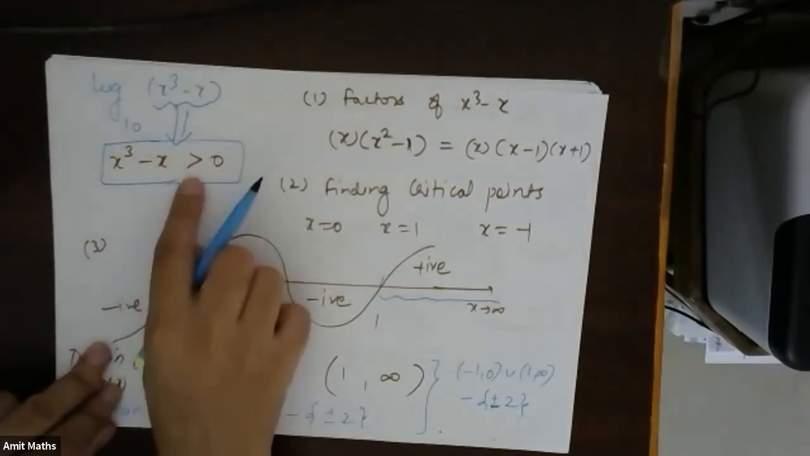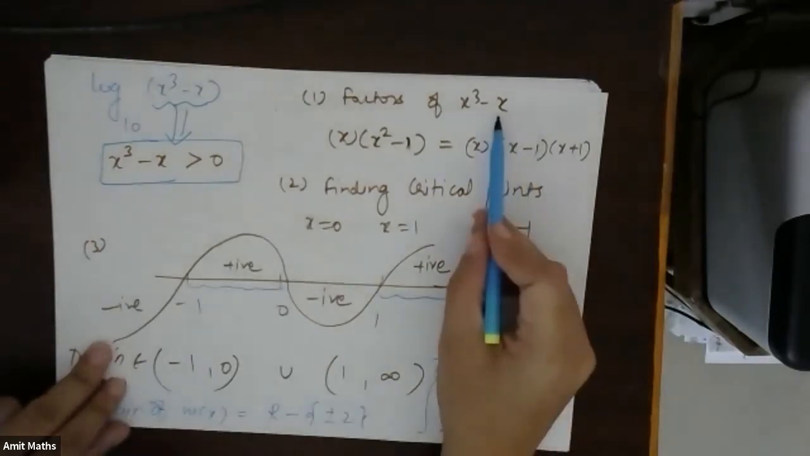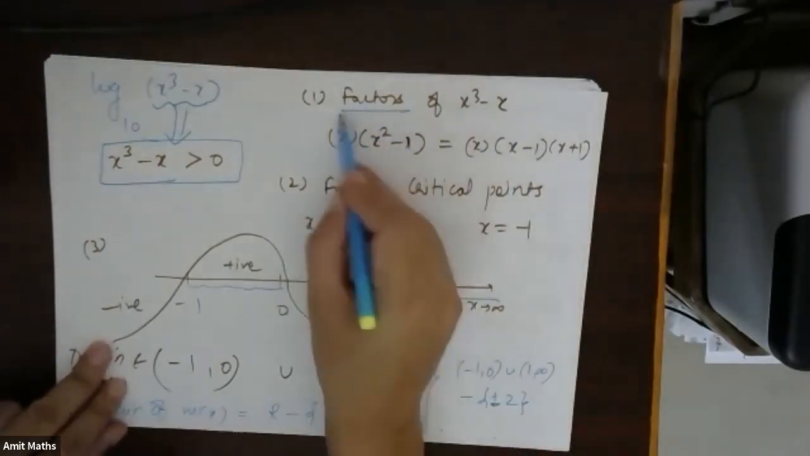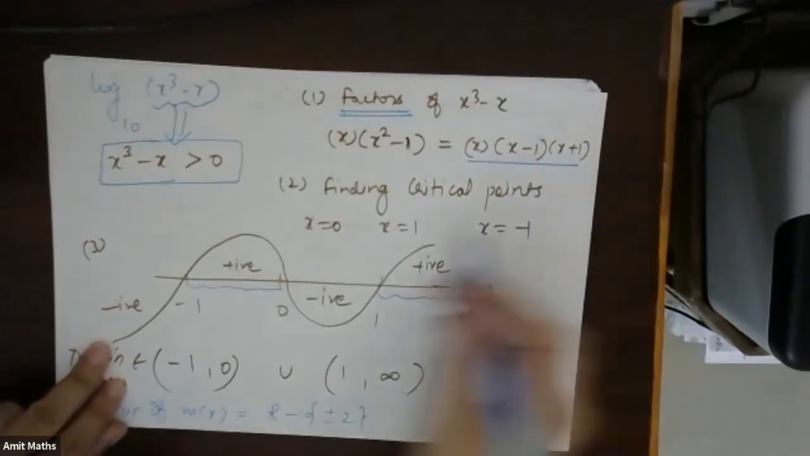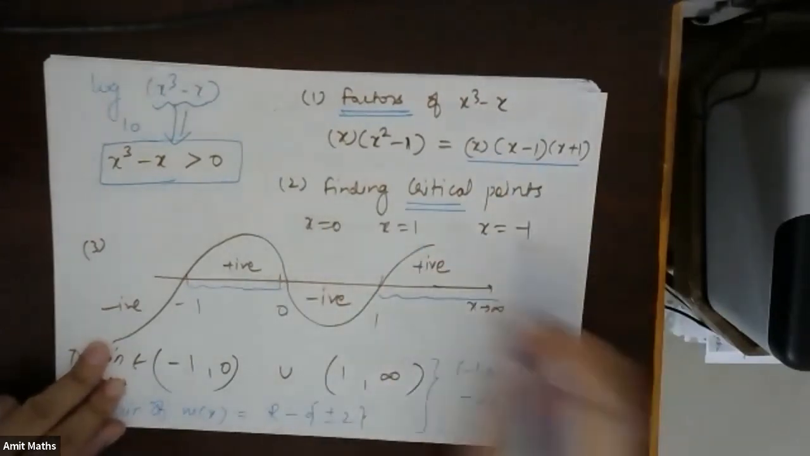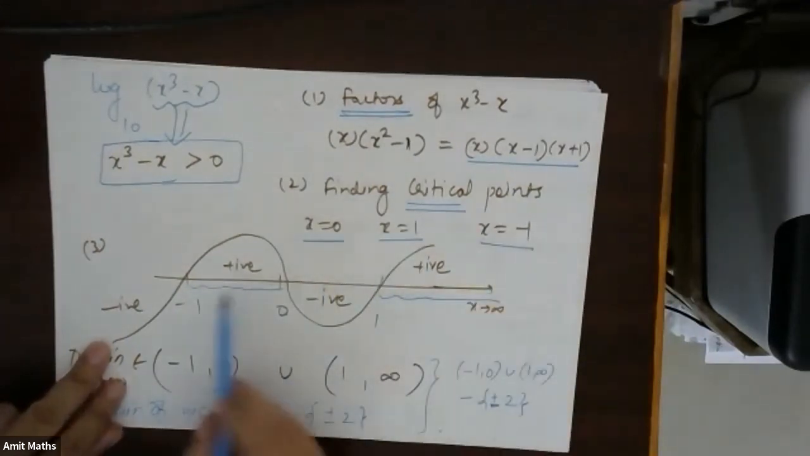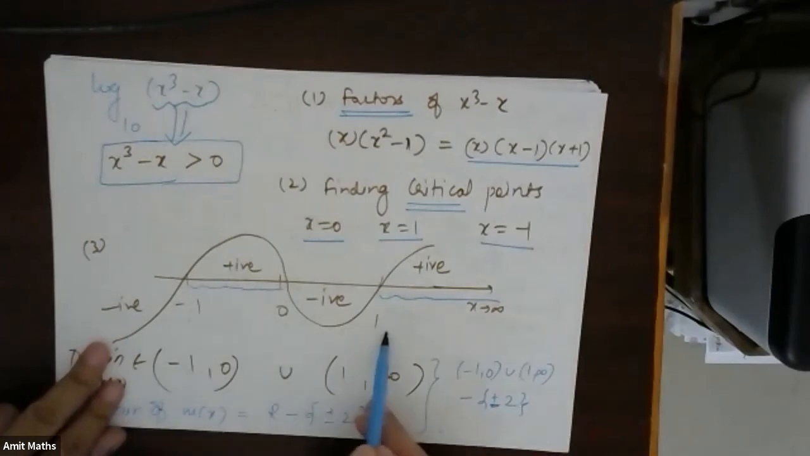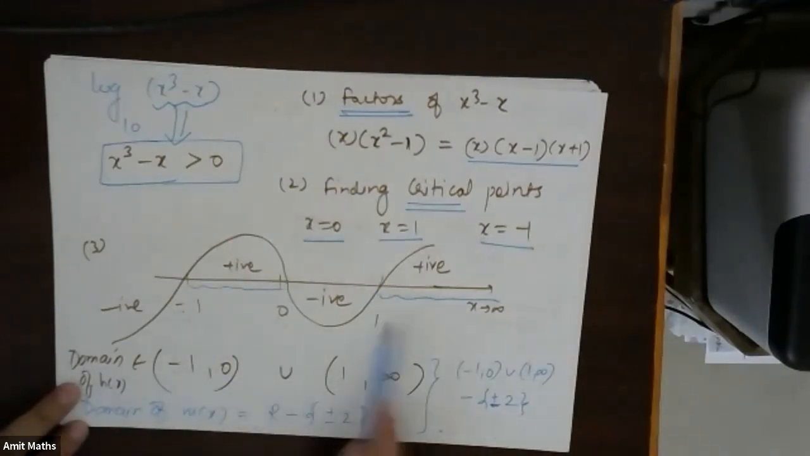Now this will be solved using the wavy curve, which we did yesterday. So x cube minus x should be greater than 0. First, we'll find the factors. Then find the critical points: 0, 1, minus 1. Then arrange in ascending order: minus 1, 0, 1, and use the wavy curve. I found that the domain is from minus 1 to 0 and from 1 to infinity.